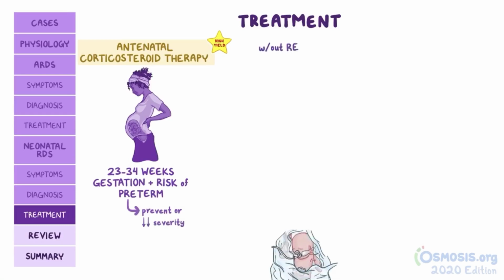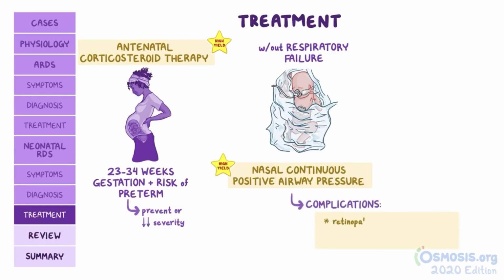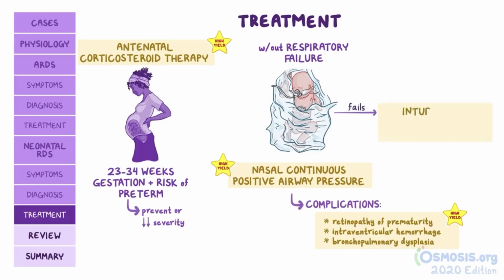In newborns without respiratory failure, nasal continuous positive airway pressure is the preferred initial intervention. However, keep in mind that some complications of supplemental oxygen can include retinopathy of prematurity, intraventricular hemorrhage, and bronchopulmonary dysplasia. If this fails, endotracheal intubation and intratracheal surfactant therapy is needed.